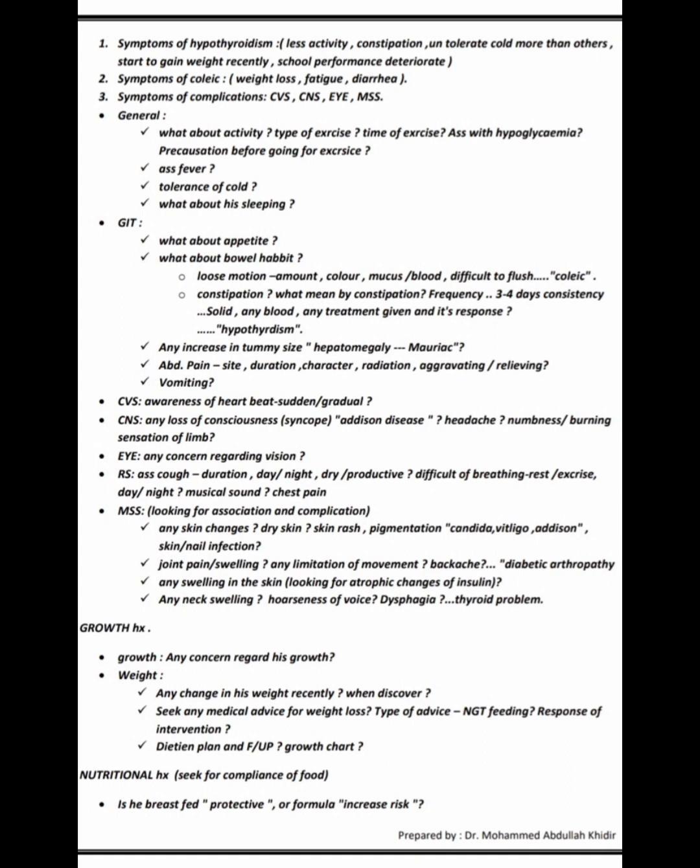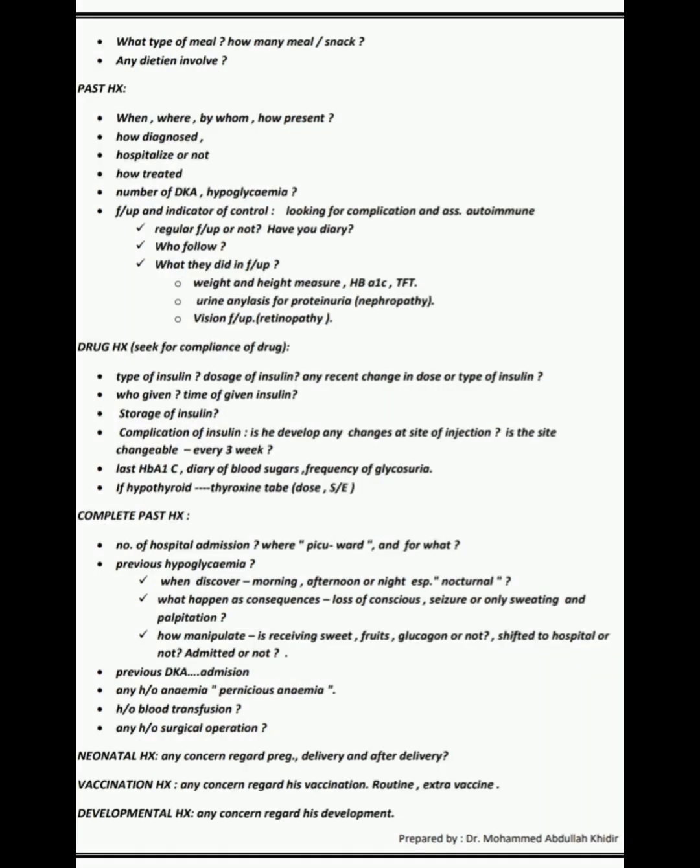Seek any medical advice for weight loss. Type of advice: NG tube feeding, response to interventions, dietitian plan, and follow-up growth chart. Now, nutritional history: we will ask about compliance with the food. Is he breastfed, protective, or on formula, and does that increase risk? What type of meal, how many meals or snacks, and is any dietitian involved or not?